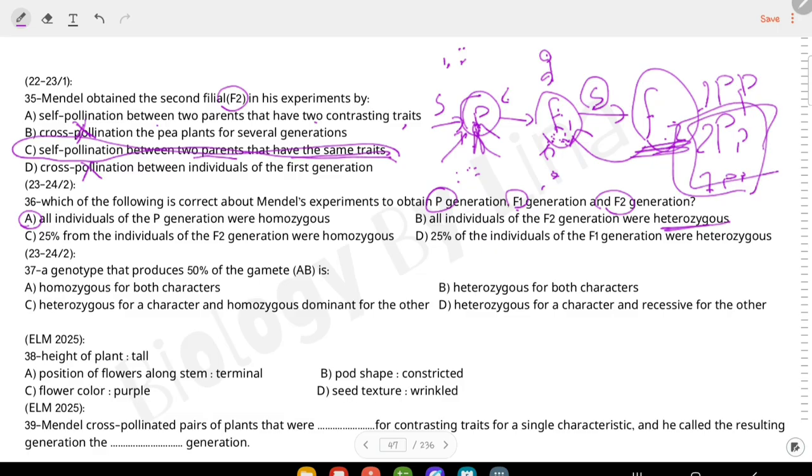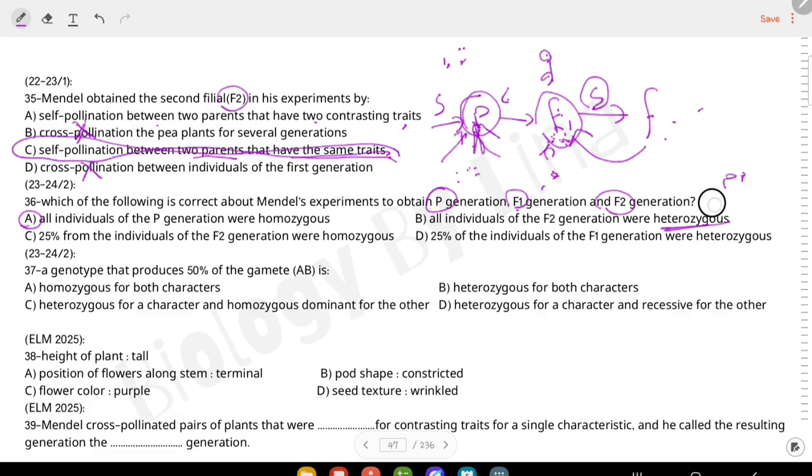Now, 25% from individuals of F2 were homozygous. Let's see. In F2, we said that we have one P capital, P capital. You can do the Punnett square to solve it also. Two of them P capital, P small, and one of them is P small, P small. So is it 25% homozygous?